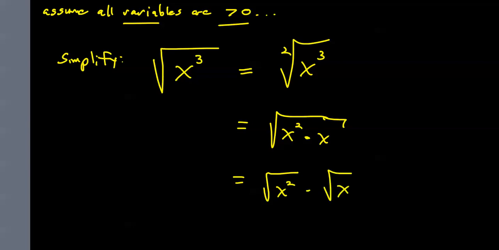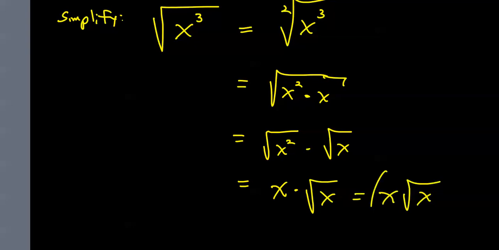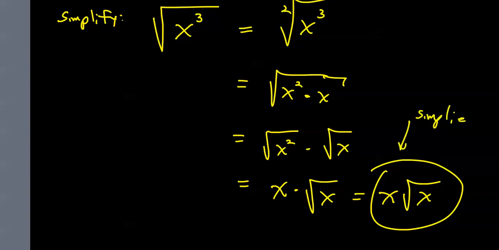and again I can break up that square root symbol over that product. The square root of x squared, of course, is x, times then the square root of x. All right, so my final answer here would be x times the square root of x, or some might say x root x. Again, this is simplified root form, or simplified radical form. And informally, that means you've gotten everything out from under that root sign that you possibly can.